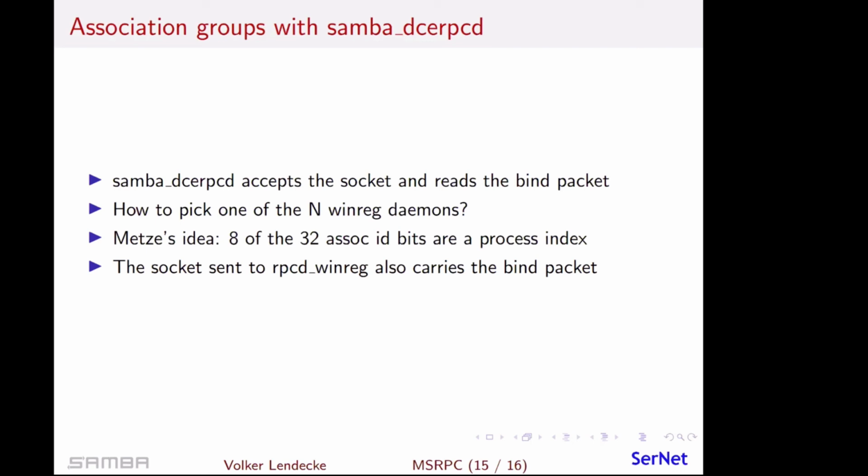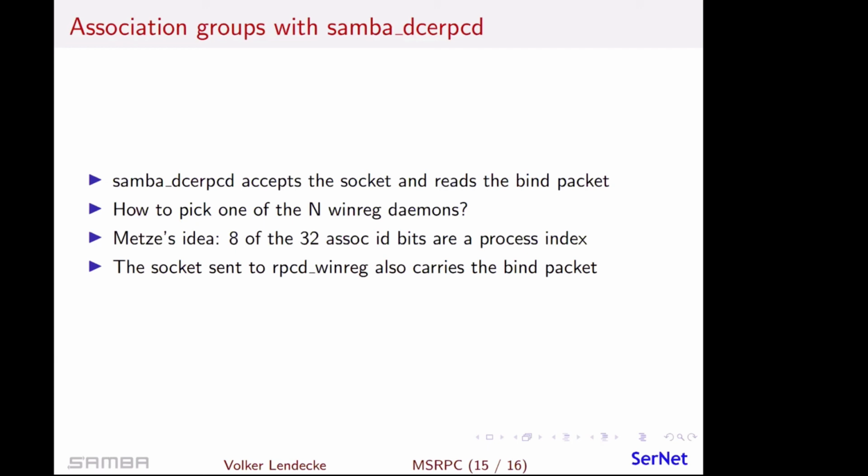Metze's idea was: we will never have more than 256 RPC daemons processing winreg or SAMR requests. So let's take 8 of these 32-bit association group IDs and use them as a process index. This means that the parent can look at the association group ID that the client requested and see, hey, this is process 0, 1, 2, 200. This is what the client requested.